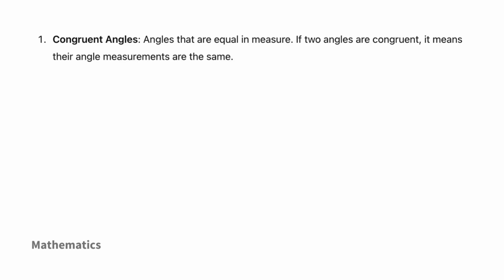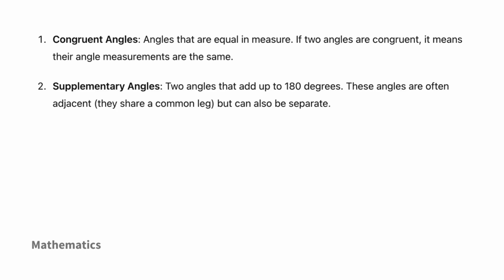Alrighty, first, congruent angles are equal in measure. So let's do a little review here. Remember that if 2 angles are congruent, it means their angle measurements are the same. Second, supplementary angles are 2 angles that add up to 180 degrees. These angles are often adjacent, but can also be separate.